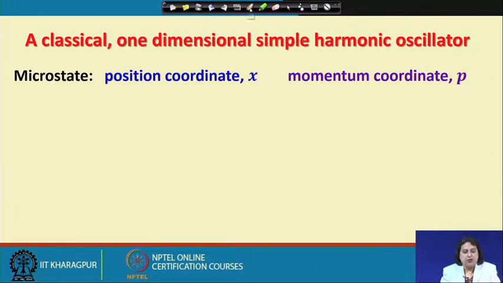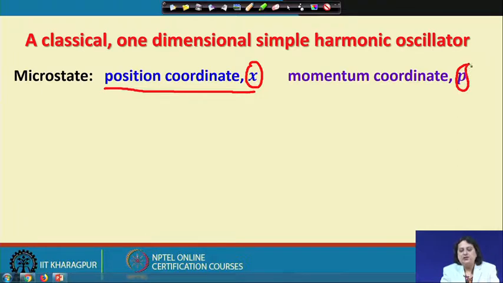So, it is pretty obvious that my one-dimensional simple harmonic oscillator has only one positional degree of freedom, which is given by this position coordinate x, and associated with it there is only one momentum coordinate p, which is defined as mass times x dot, that is the rate of change of x with time.